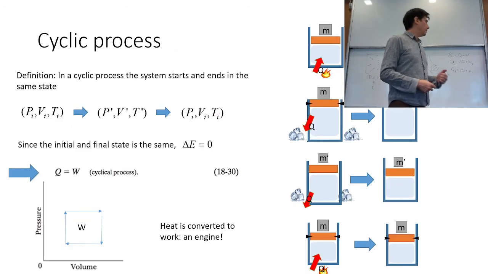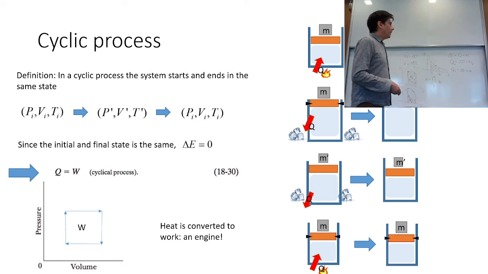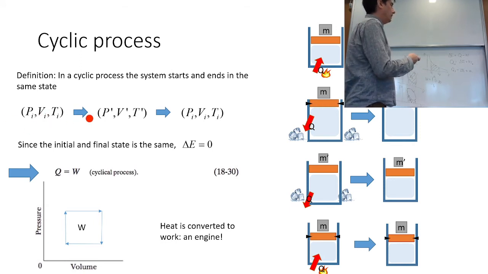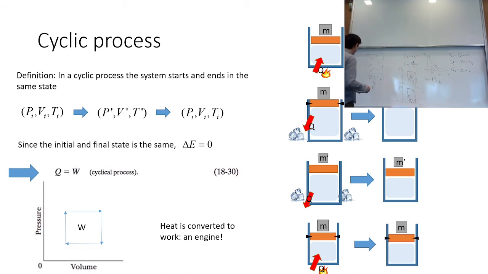A cyclic process, so we've already basically done this one. In a cyclic process, as we said, the internal energy change is 0 because the system returns to the original state, the beginning, and each state has a unique value of the energy. So the change in the internal energy is 0, and if the change in the internal energy is 0, then Q equals W, right?